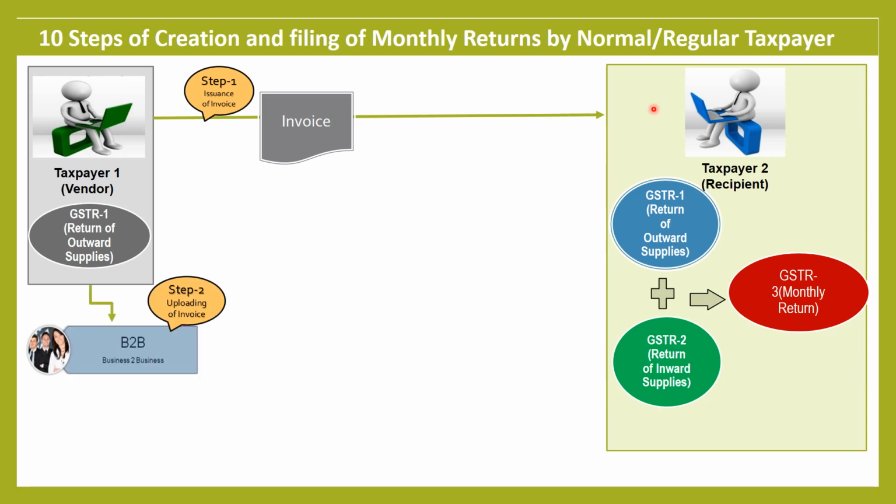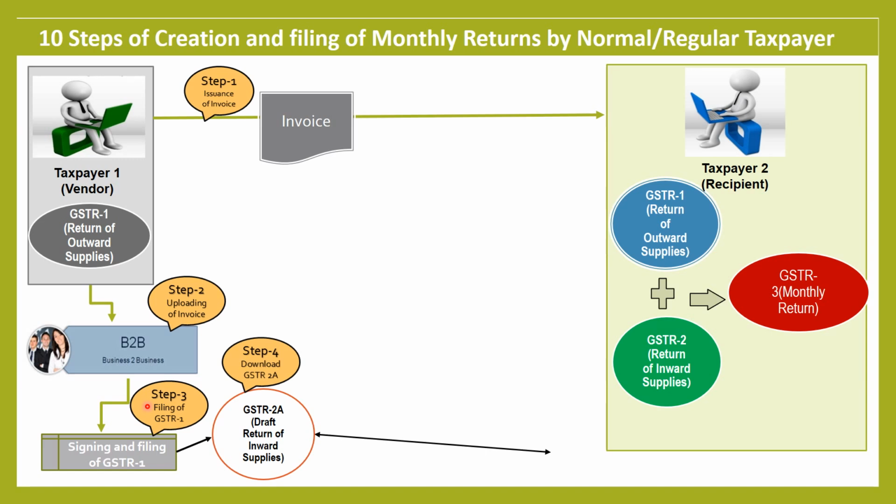Second step is that this taxpayer 1 will upload the invoice details to the GST common portal. Step 3 is to file the GST return once the invoice details are uploaded to the GST common portal. So friends, there is a small difference. There is no invoice upload required. That is, you are not required to scan and upload your invoice. You are required to enter the details of invoice or to upload the details of invoices.